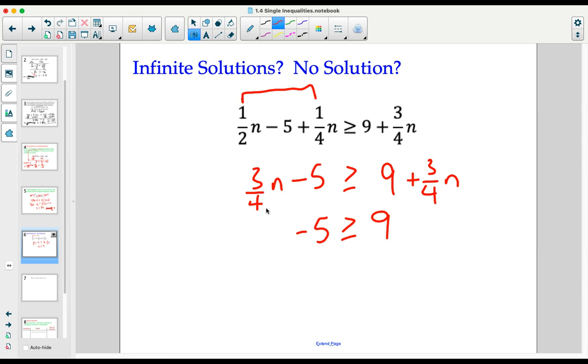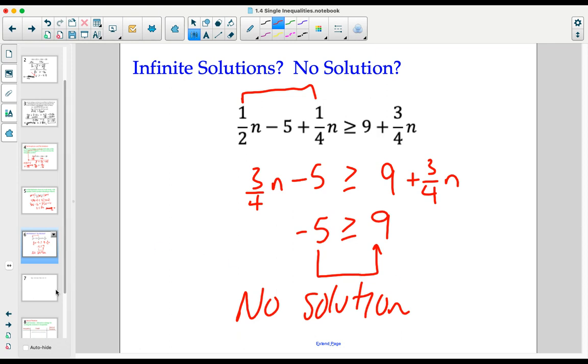And then you ask yourself the question, is -5 greater than or equal to 9? Well, obviously not. It's to the left of it on the number line. It's a negative number. It can't be greater than or equal to a positive. So this is a situation where we have no solution. Very similar to the equation situation, we ended up with something that was patently false. The variables disappeared. There's no way to rationalize to yourself that -5 is greater than or equal to 9, so we leave this at no solution. It's a perfectly acceptable response, and in fact, it's the only response for this problem.